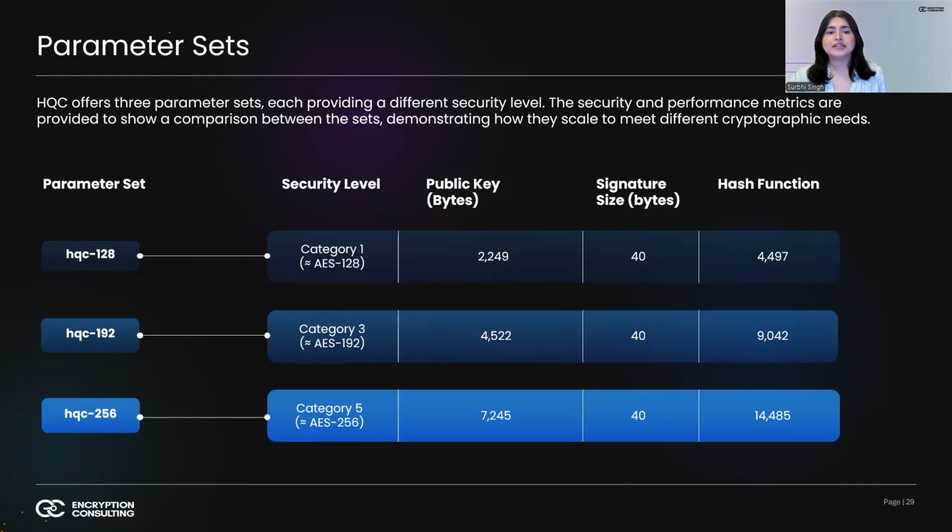In summary, HQC gives us the crucial benefit of code based diversity with a performance profile that favors fast processing over small bandwidth. This makes it a robust complement to MLKEM, ensuring our security is not tied to a single mathematical assumption.